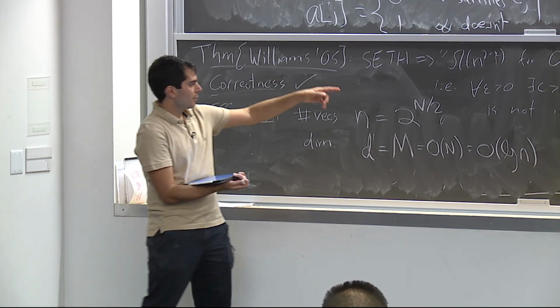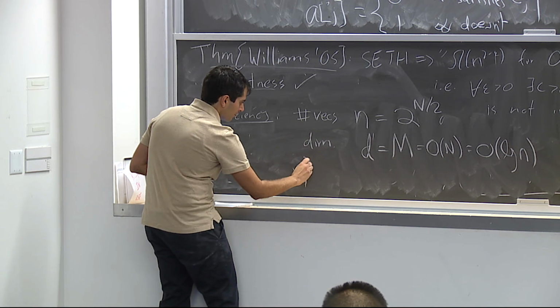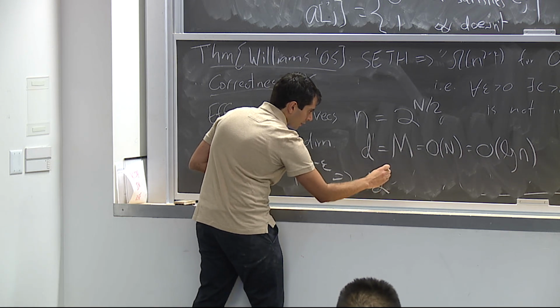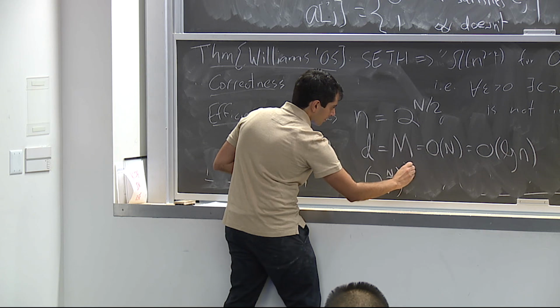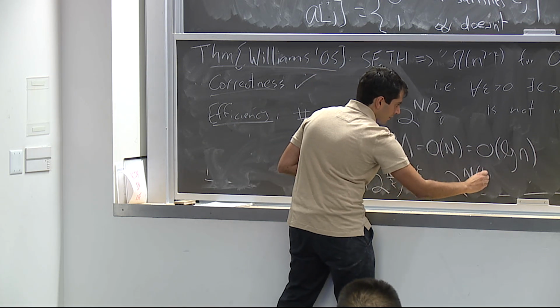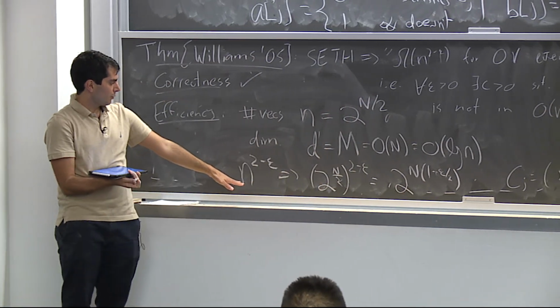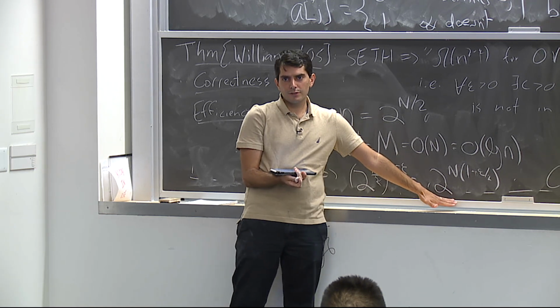And we got this lower bound because if we solve the problem in n to the 2 minus epsilon, then you'd get 2 to the n over 2 to the 2 minus epsilon, which would be 2 to the n to the 1 minus epsilon over 2. So for any epsilon, if you solve OV in this time, you solve SAT in this time, and this refutes SAT.